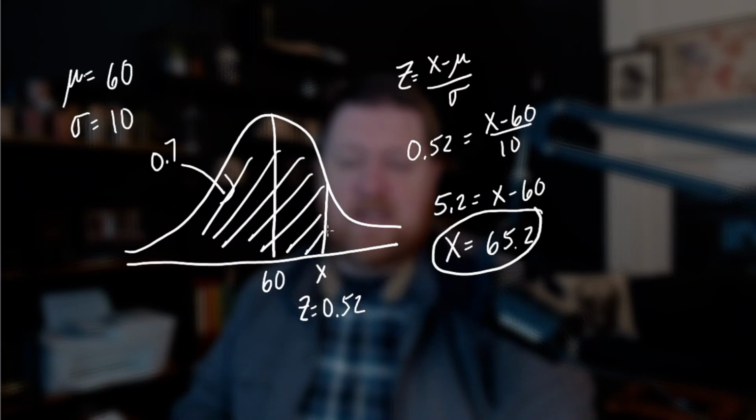So 70% of flights fly 65,200 miles or less, right? That's what our piece here is telling us.